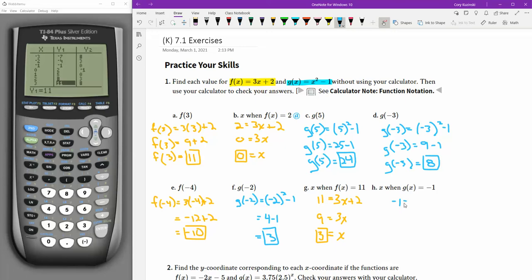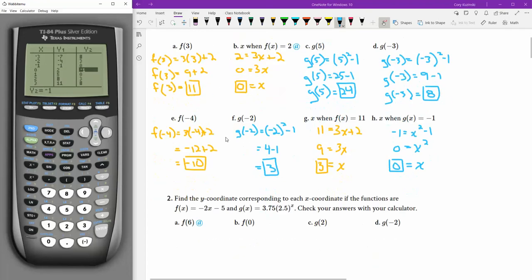And last one here, x when g of x equals negative 1. So negative 1 equals x squared minus 1. We're putting that in for g of x right there. Let's add 1 to both sides, and then we'll take the square root of both sides, or just ask yourself what number squared equals 0. Obviously, that is 0. And if we go over to 0 on our inputs, you can see you get an output of -1 for g of x.